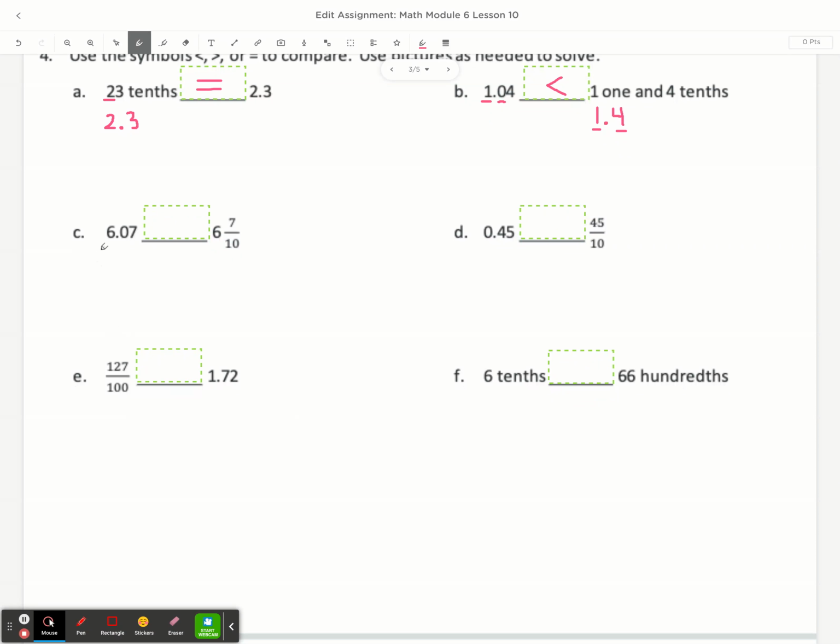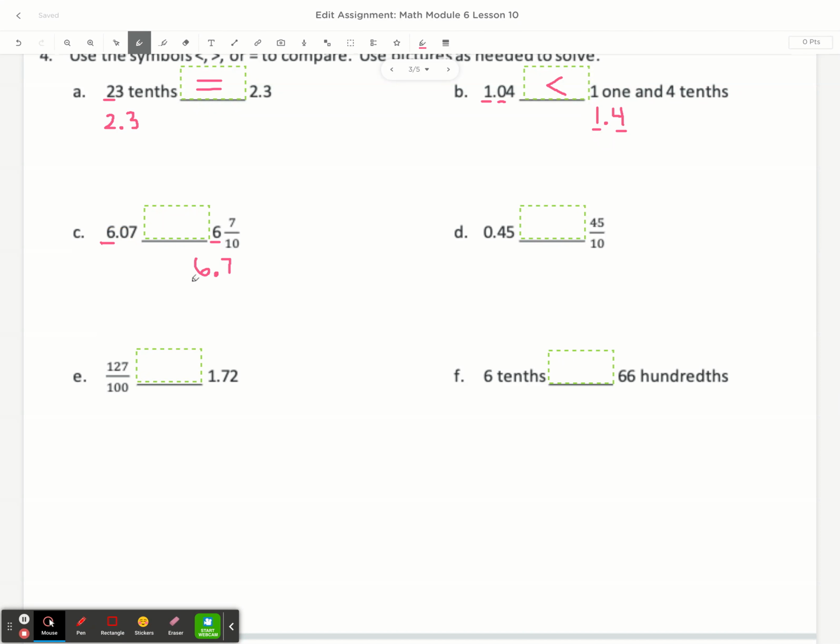Part C, I have 6.07 versus 6 and 7 tenths. And again, I'm going to go ahead and rewrite this as a decimal. So I know that I have 6 ones, so that's going in the ones place. Then my decimal point, and then I know that I have 7 tenths, and that is going in the tenths place, so 6.7. And now I can go ahead and start in the place value that is furthest to the left, which in this case is the ones place.